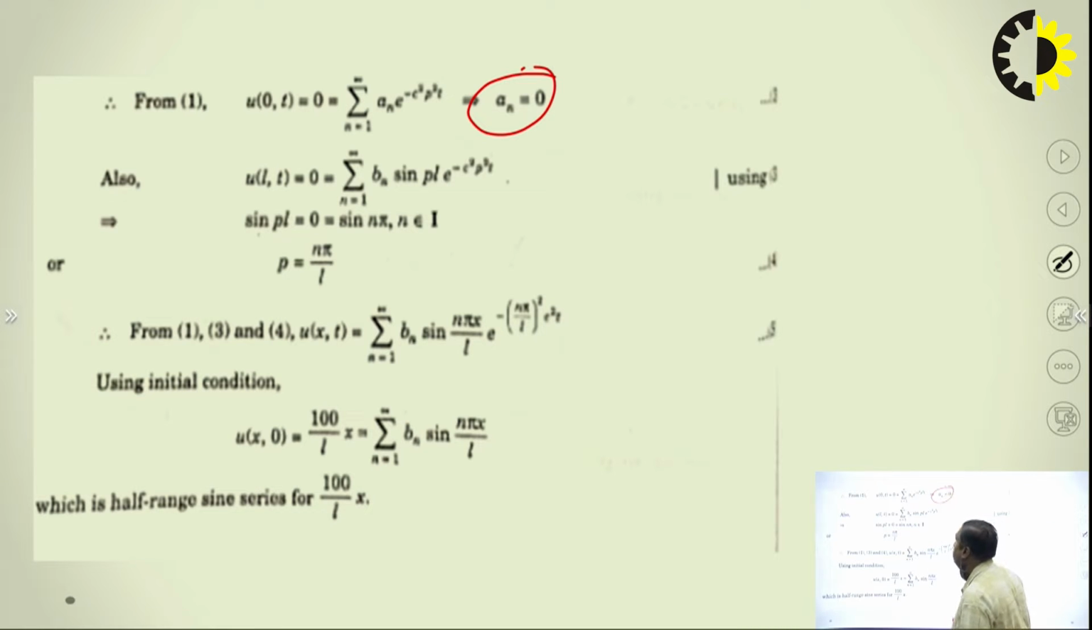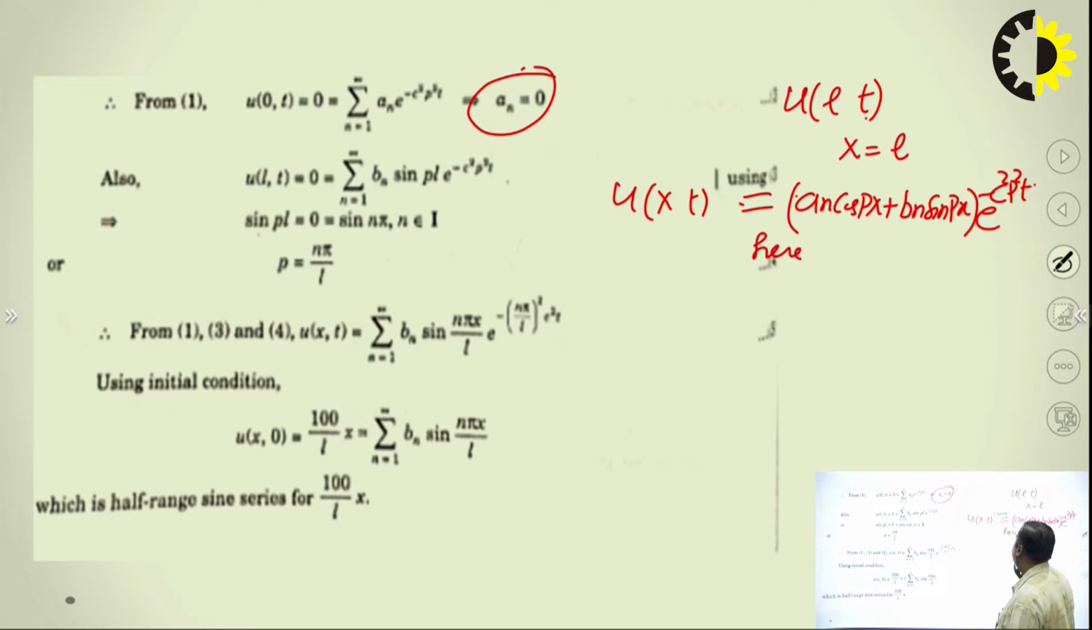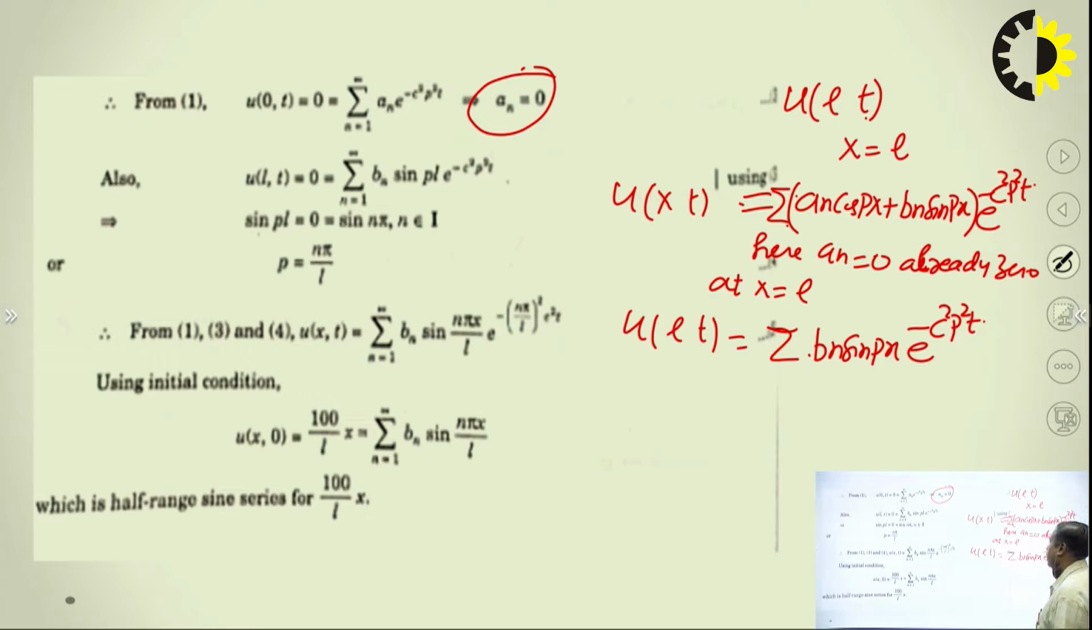An is equal to 0. Now, using the condition u(L,t) = 0, that means x is taken as L. There remains (an cos px + bn sin px) e to the power minus c square p square t is equal to u(x,t), and here an is already 0, यह पहले 0 हो चुका है. At x is equal to L, u(L,t) is equal to, there remains bn sin px e to the power minus c square p square t, and it is given as 0, and that gives bn sin px is equal to 0.